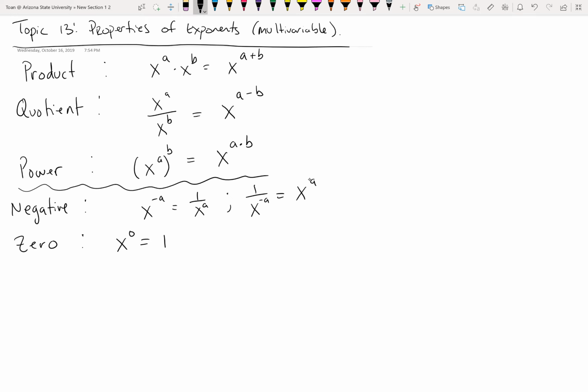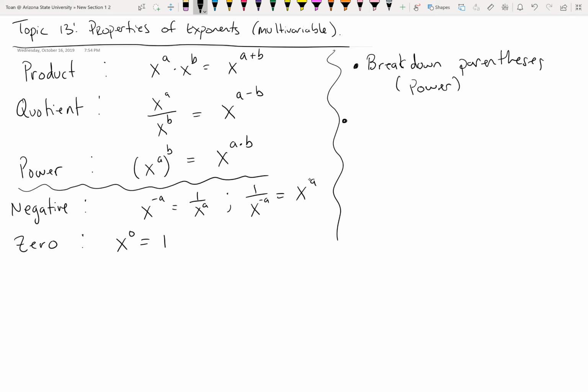Now I did give suggestions on how to simplify expressions involving exponents. Like I said in topic 12, there is no blueprint. There is no step 1, step 2, step 3, but these suggestions should get you at least started if you're completely lost. I suggested the first thing you should always do is break down parentheses, and that's usually with the power property, with the exponent property.